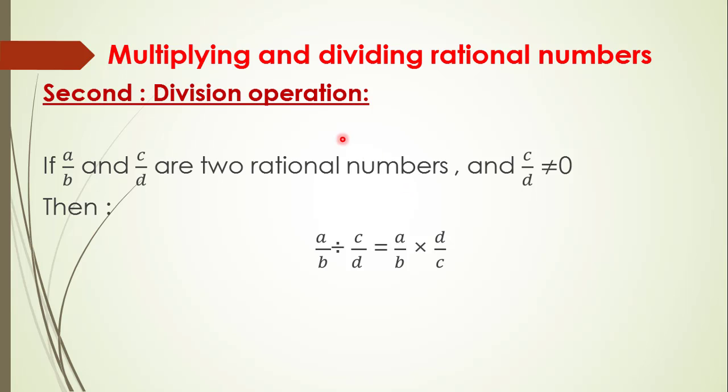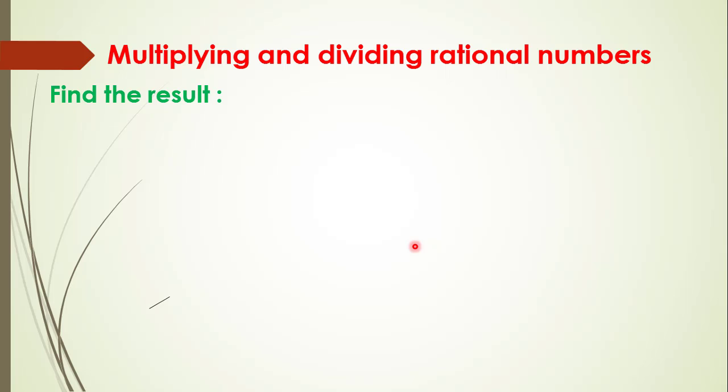Okay, how about division? We can divide two rational numbers as we divide fractions. It means that a over b divided by c over d, it will be the first as it is, a over b, then I'll convert this division sign to multiplication sign, and I'll take the reciprocal or the multiplicative inverse of c over d, which is d over c. So a over b times d over c. Find the result. 3 over 7 divided by 9 over 14.